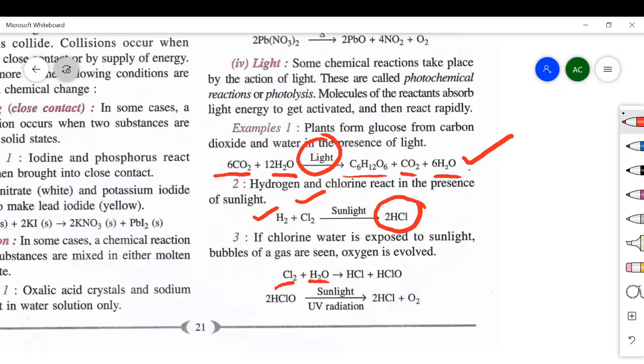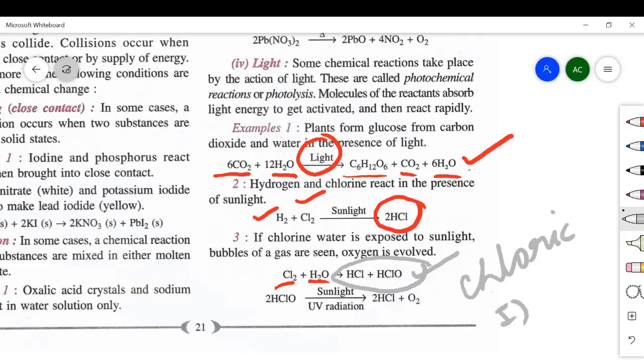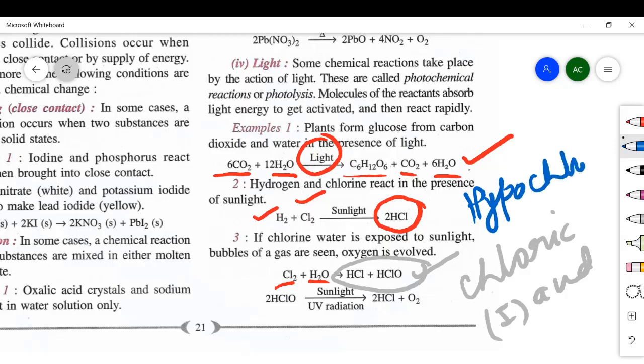In two steps. First, chlorine reacts with water, and then this leads to the formation of two acids. One is hydrochloric acid, and the other is hypochlorous acid. Okay, hypochlorous acid. The new name for it is chloric 1 acid. This is its new name, and hypochlorous acid is its old name. So these are the two names of this compound.